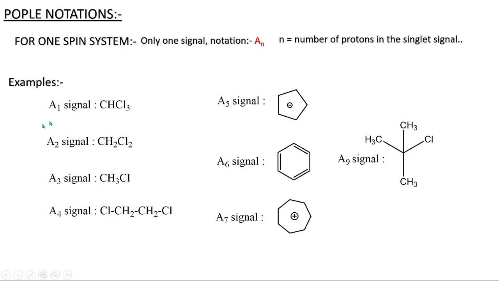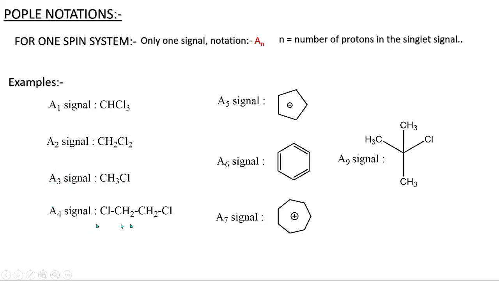So in the first example, CHCl3, we have only one hydrogen, so we will get only one singlet in the NMR spectrum. We get only one hydrogen singlet, that's why n equals 1, and we have Pople notation A1. Similarly for CH2Cl2, these 2 hydrogens will give only one signal in the NMR spectrum. That's why the Pople notation will be A2. Similarly for A3, we have a 3 hydrogen singlet, so A3.